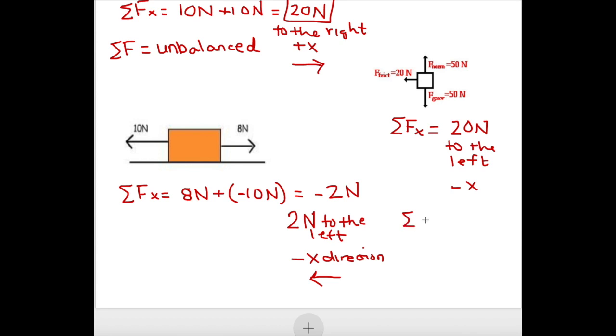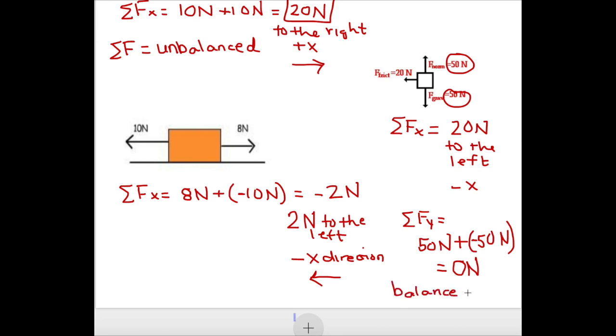Now for my y forces, we'll use the same coordinate system, and sum the forces in the y direction. We have a positive 50 newtons, that upward facing force. Then we have a negative 50 Newton force, or downward, so we'll say plus negative 50 newtons. 50 plus negative 50 gives me a sum of 0. So we can say the net force on this object in the y direction is 0.